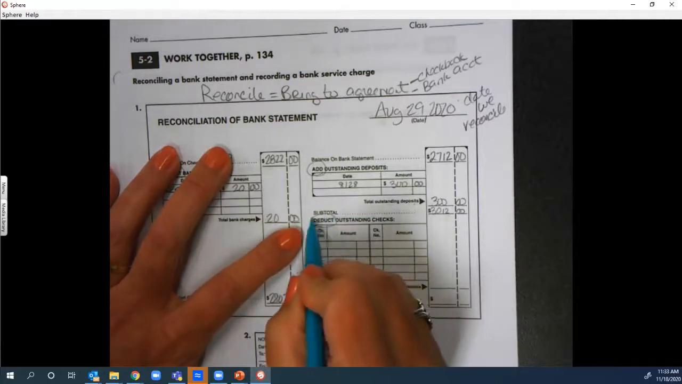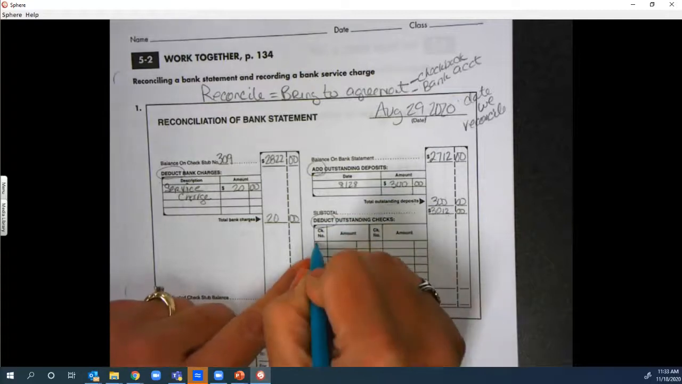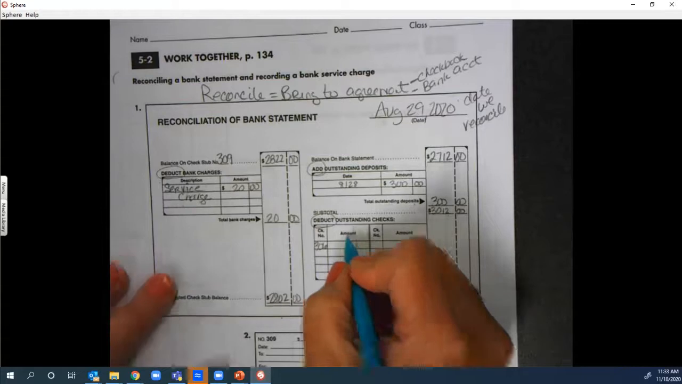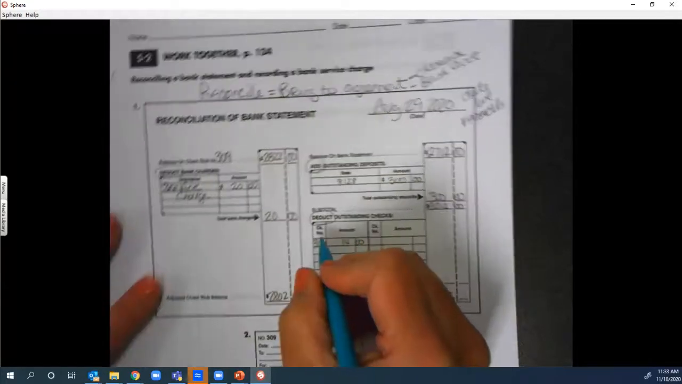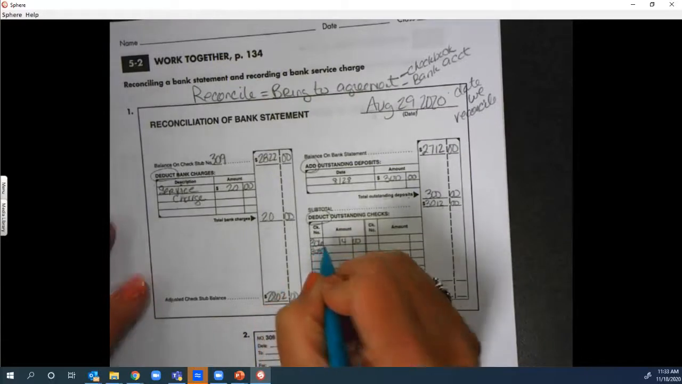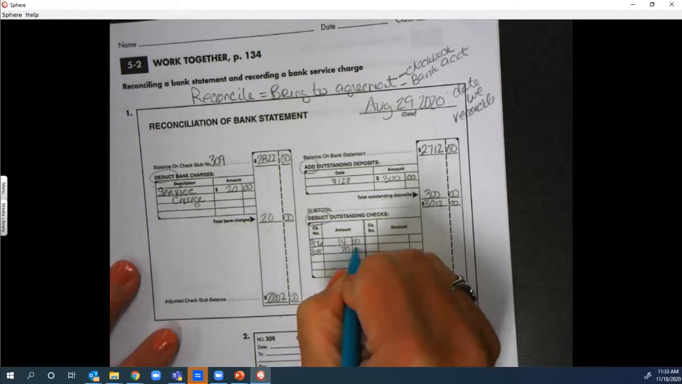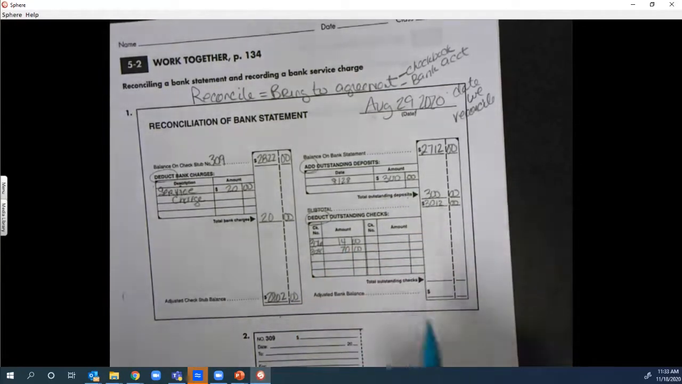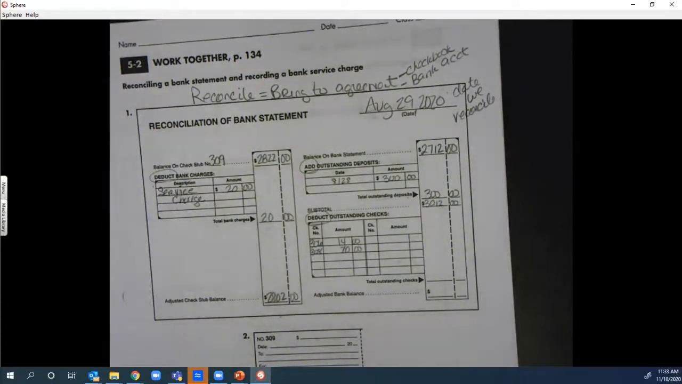And now we're going to deduct the outstanding checks. And there were 2. Check number 306 for $140. And check number 308 for $70. Okay, now, does anybody have a question on those checks or those check numbers?